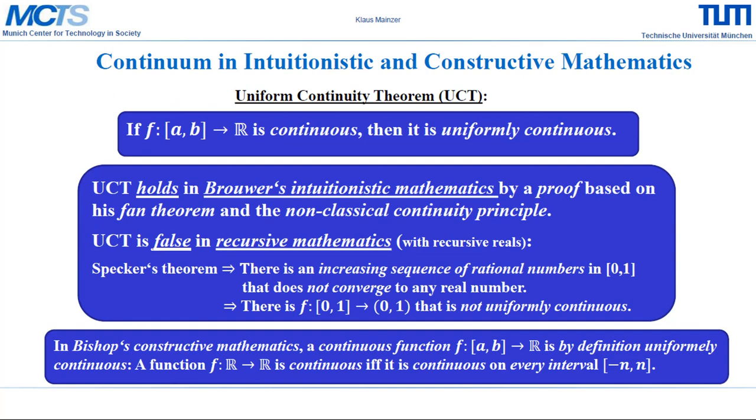Now, what are the differences in the meaning of continuum in intuitionistic and constructive mathematics? Consider the uniform continuity theorem again. It holds in Brouwer's intuitionistic mathematics by a proof based on his non-classical fan principle, only justified classically in a restricted meaning. I mentioned it before. It holds in classical mathematics, but justified in a different way. But it is false in recursive constructive mathematics, because here the reals are identified with recursive reals. In Bishop's constructive mathematics, there is no problem, because the continuous functions defined on the closed intervals are defined as uniformly continuous.